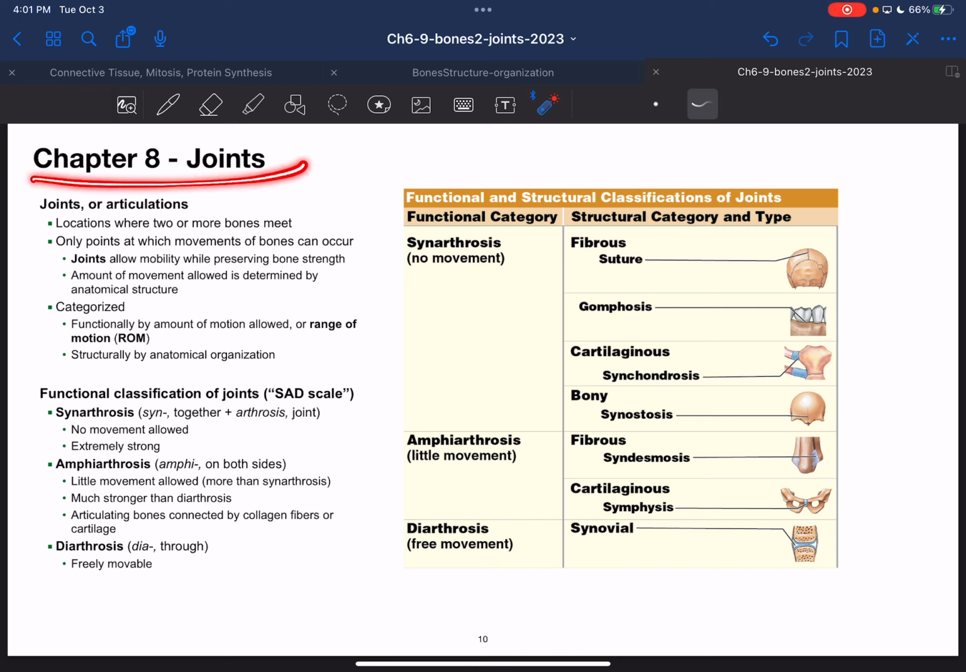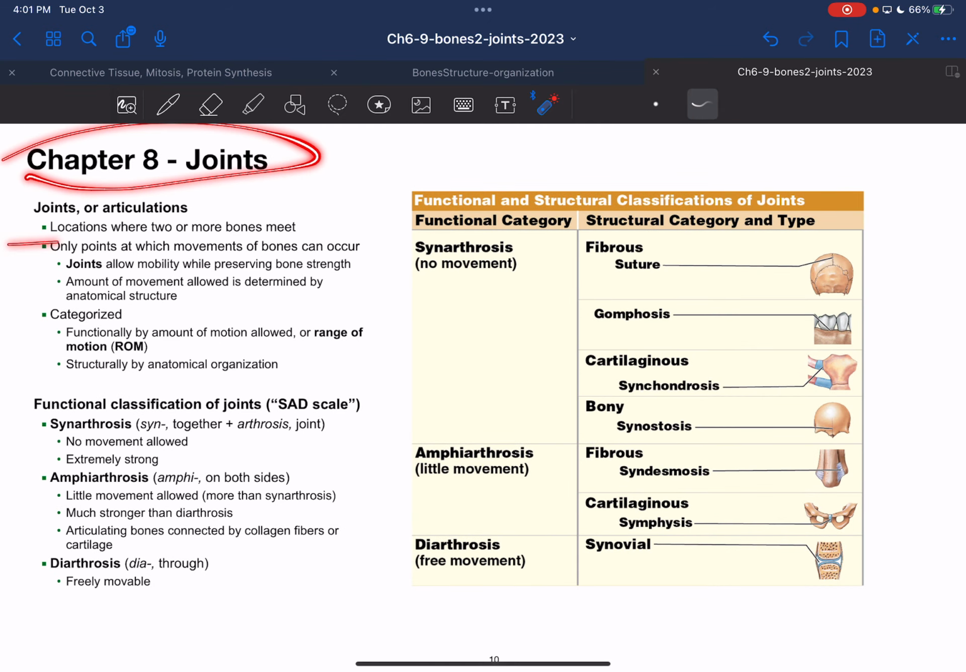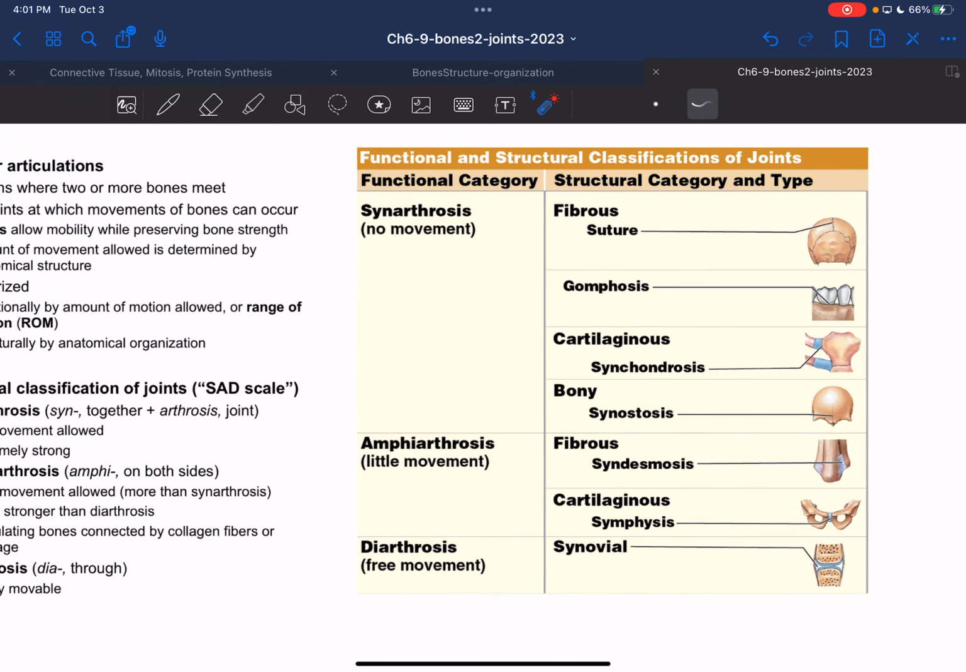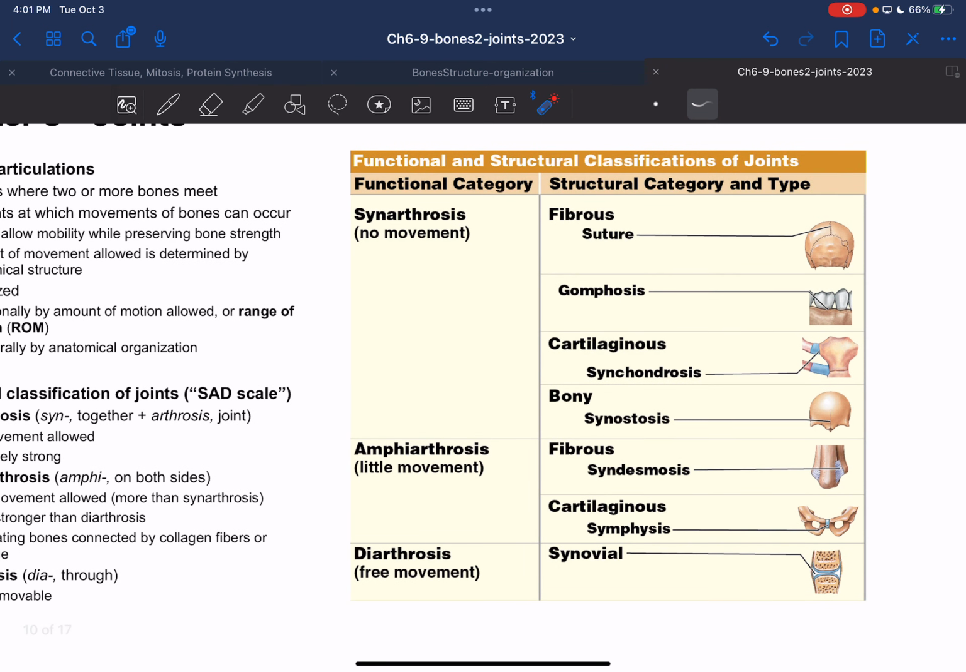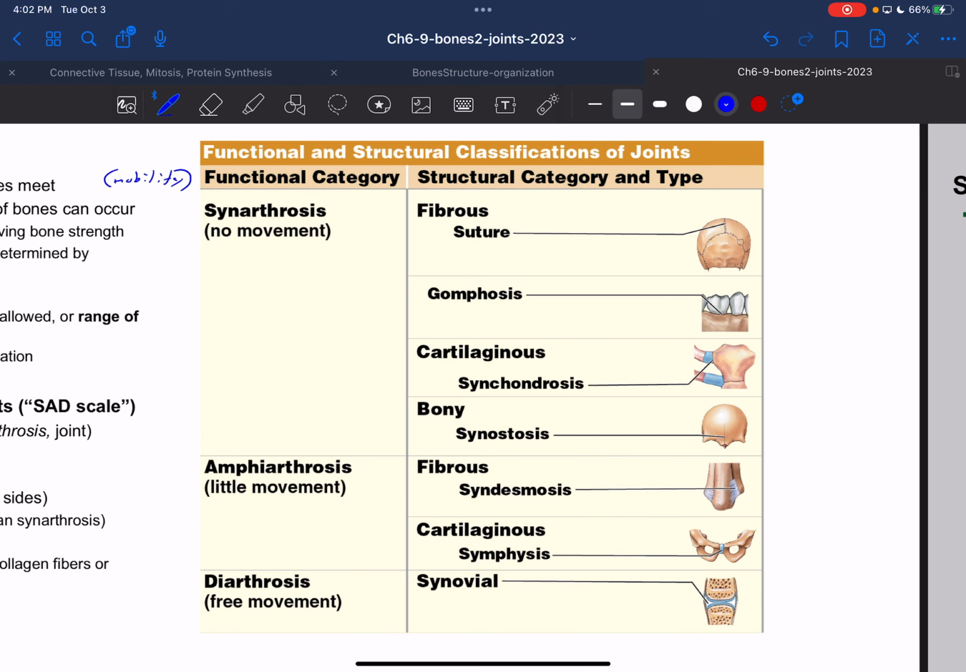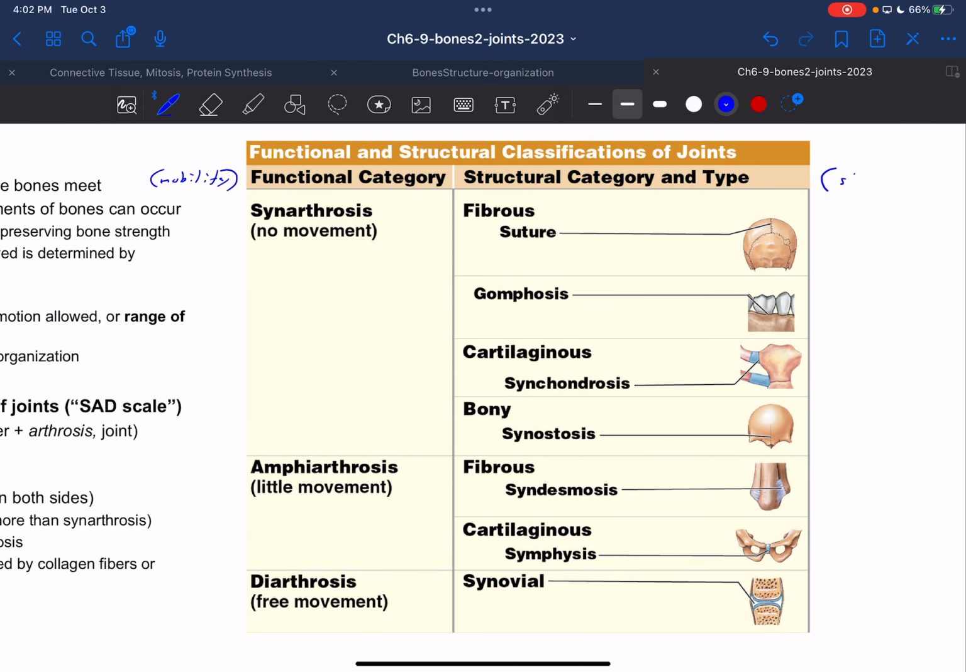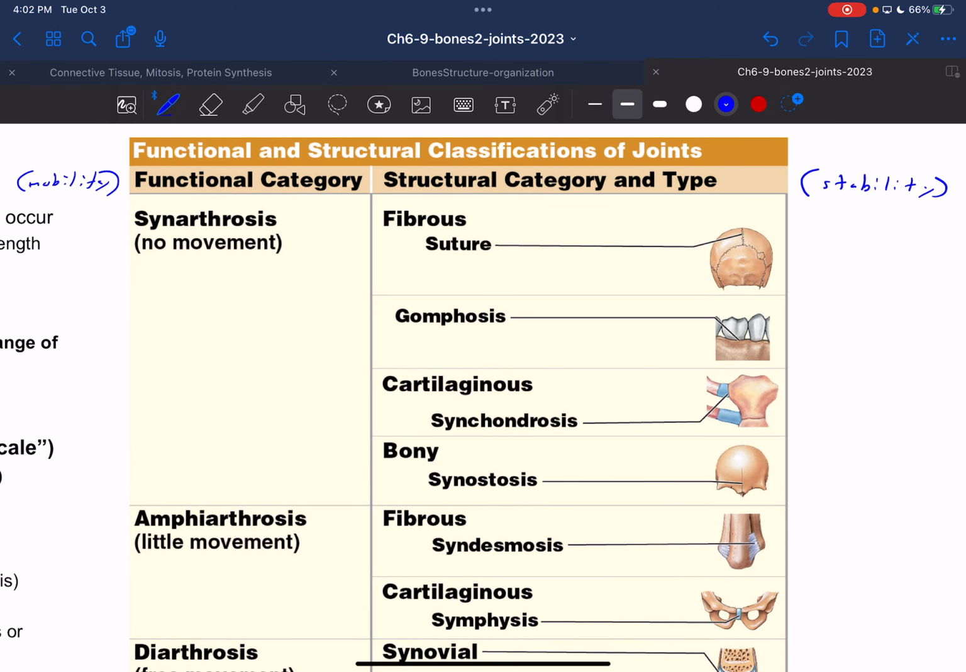And so now we move on to a completely different chapter, and you're going to see a lot of these things. This is going to be a little bit simpler. And this table sums up almost 40% of all the material you need for joints, believe it or not. There are 2 aspects to this table. When you look at functional category, you are talking about mobility. And when we talk about structural category, we are talking about stability. Mobility and stability.